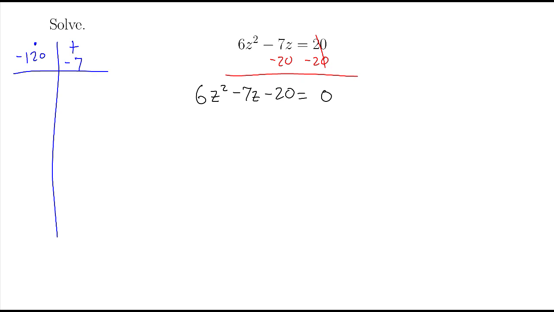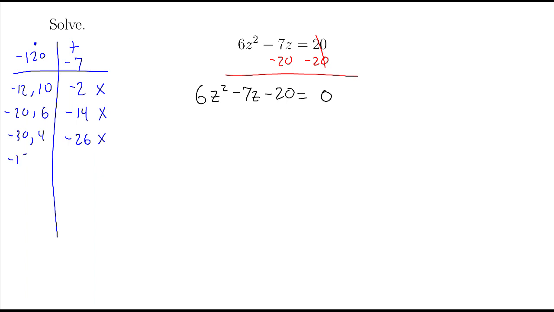Okay, so I need two numbers that multiply together to be negative 120. I'm going to list out some numbers that do that. First ones that come to mind would be negative 12 and positive 10. Negative 12 times 10 is negative 120. Those add up to negative 2. I need them to add up to negative 7. Okay, I might try negative 20 and 6. That will give me negative 14 if I add them together, so that's no good. What about negative 30 and 4? Those multiply together to be negative 120, but that adds up to negative 26, so that's no good.